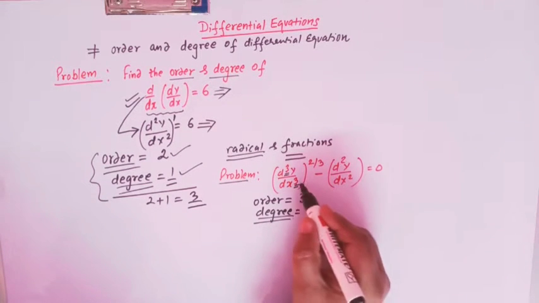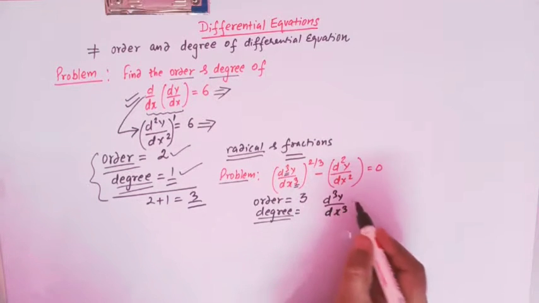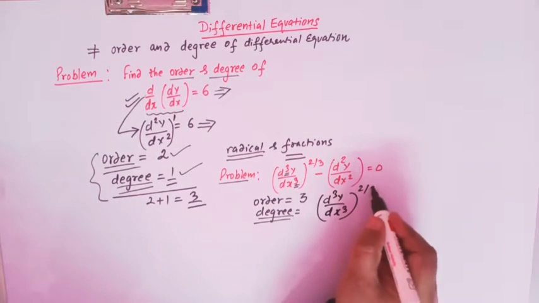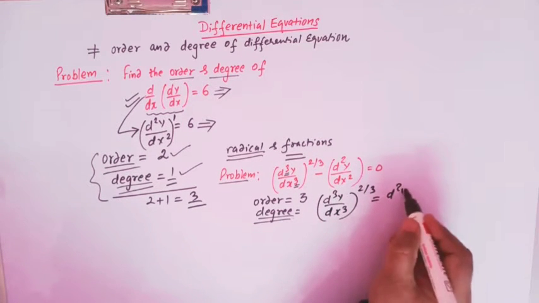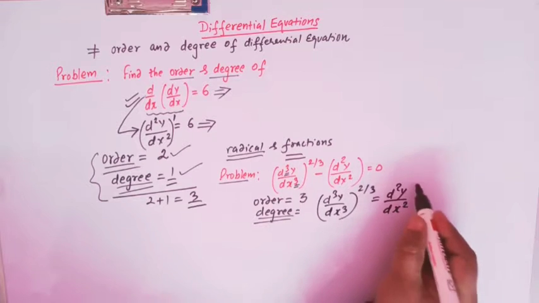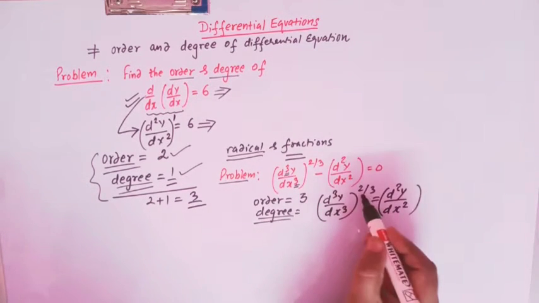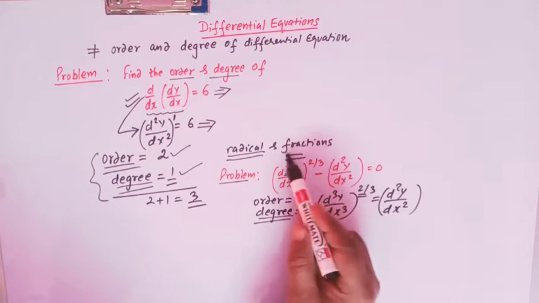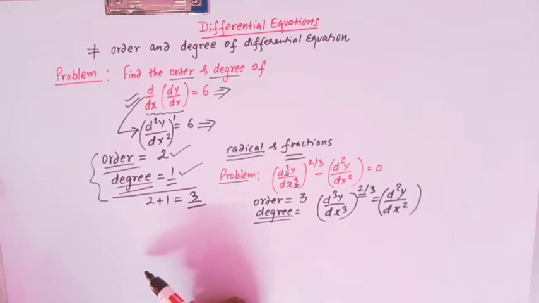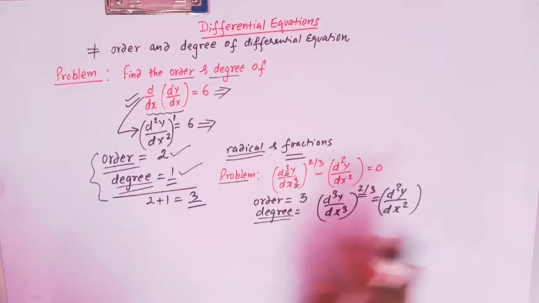So here what we have to do, we have to first write this equation like this, right? Taking this term to this side, we have d²y over dx², and now we have to make this differential equation free of this term, that is 2 over 3, which is a fraction, or we can say the radical sign, right? So what we will do, we'll take the cube of both sides.